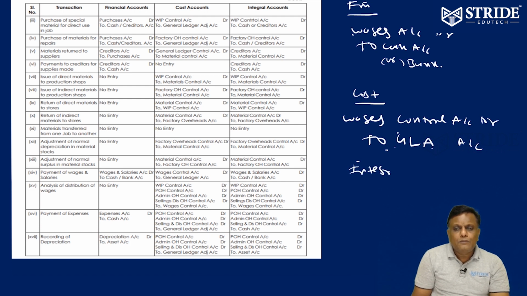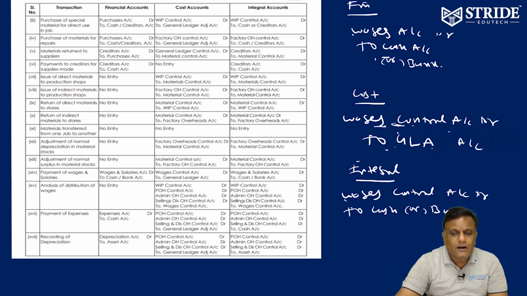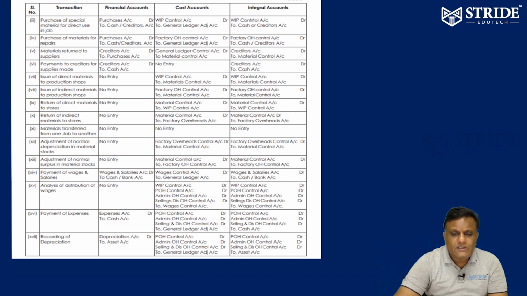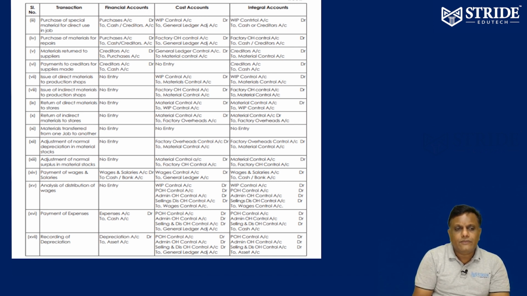Next, integral books. Here we have to take wages control from cost, cost to cash and bank from financial. Debit wages control, credit cash. So wages control account debit to cash or bank. Wages control to cash or bank. This is integral. Next, wages distribution. There are two types of wages. One is direct wages, another one indirect wages.